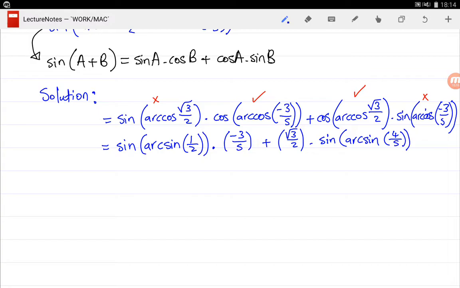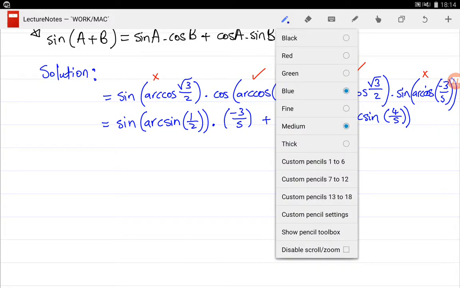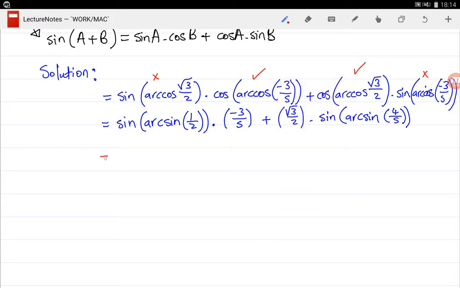This video has been going on for quite some time now. We're going to have to simplify it. We have to finish it off now. Okay, and I'm going to start using a red pen now because we're coming to the end of the question. So sine of arc sine of 1/2 just becomes a half, and then here we have minus 3/5. That's from that one, and plus root 3 over 2. Just copy it down here. Doesn't need any rationalizing. Sine of arc sine is just going to become 4/5.